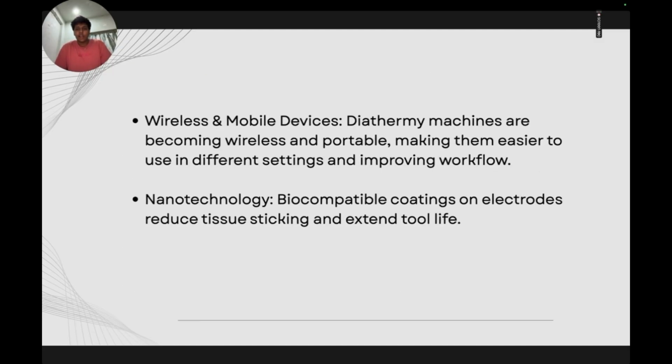Wireless and mobile devices: diathermy machines are becoming wireless and portable, making them easier to use in different settings and improving workflow. Nanotechnology: biocompatible coatings and electrodes reduce tissue sticking and extend tool life.